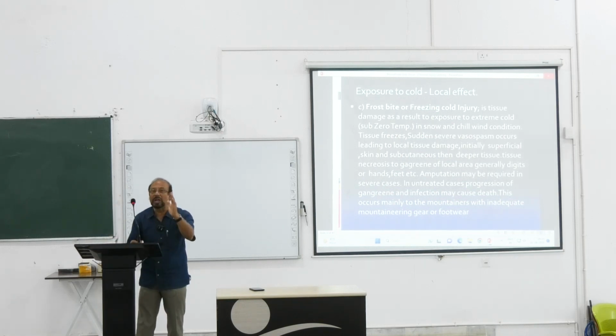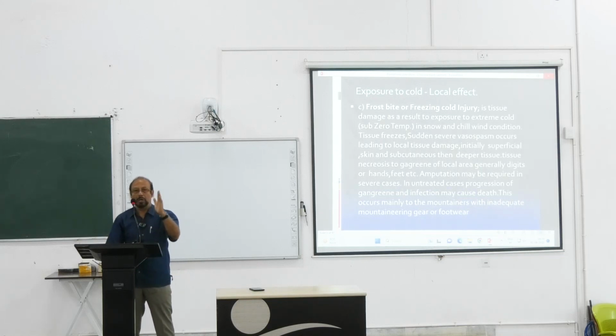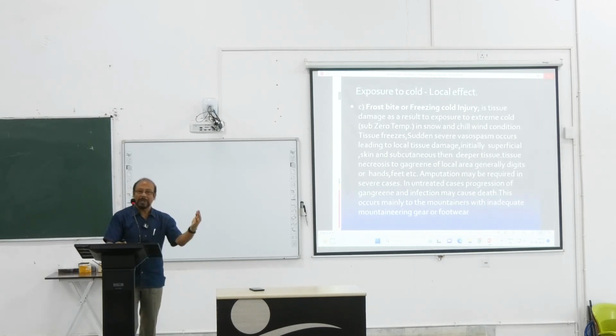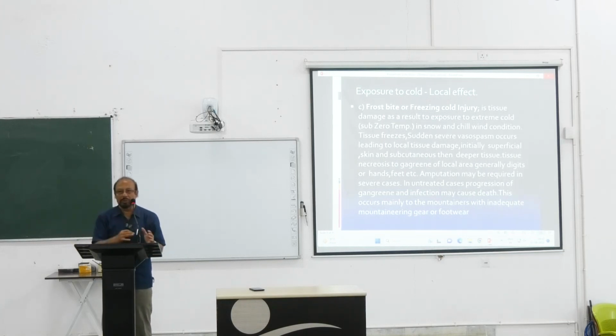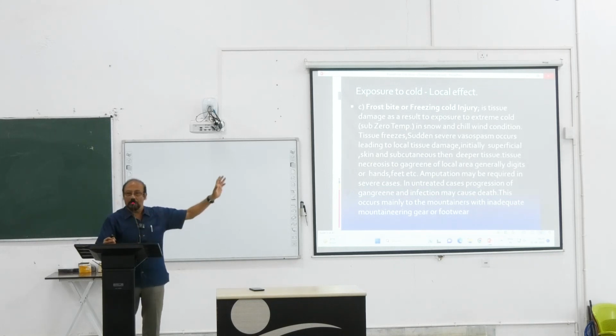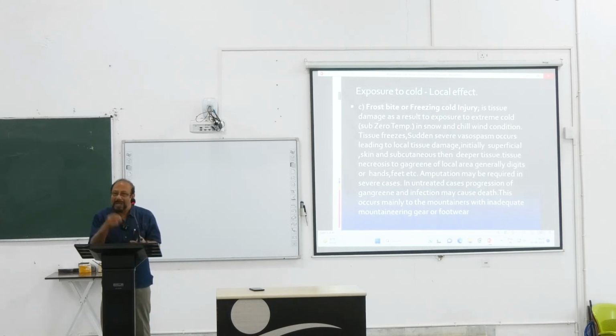Here the temperature is generally sub-zero. Snowing with chill wind, generally sub-zero temperature. That may be a rapid effect, or a prolonged exposure, a little longer exposure. General hypothermia and frostbite may occur in the same persons. Actually, in cold injury, particularly immersion, micro-infarcts develop. Frostbite is a freezing injury, the tissue freezes. The tissue freezes, the vessels freeze.